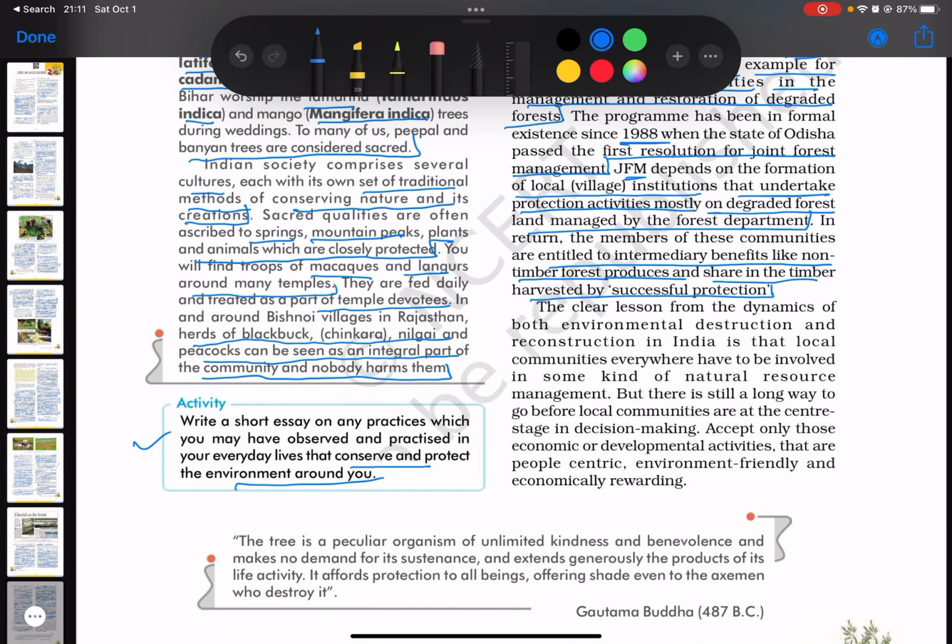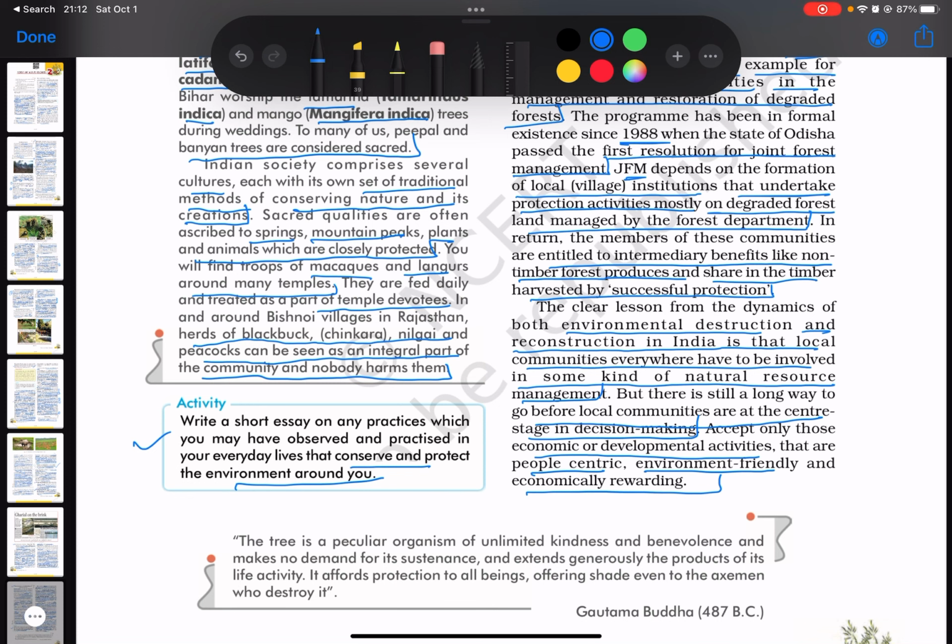The clear lesson from the dynamics of both environmental destruction and reconstruction in India is that local communities everywhere have to be involved in some kind of natural resource management. But there is still a long way to go before local communities are at the center stage in decision making, except only those economic or development activities that are people centric, environment friendly, and economically rewarding.